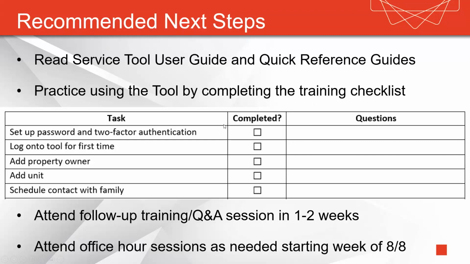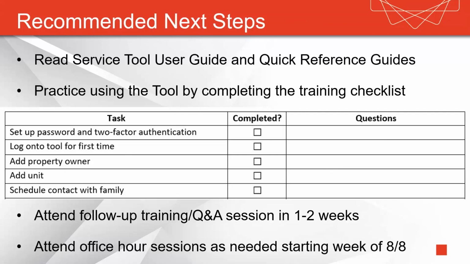And we created a one-page training checklist to help you make sure that you practice using every feature of the tool. So it looks something like this: set up your password, log on, add a property owner, add a unit, schedule contact, etc. So we'll send that. That's a good, easy way to both track what tasks you've practiced and whether you have any questions about specific tasks. So you can write down those questions in the Word document and then bring them to that follow-up training session to ask. And then finally, there are going to be office hours.